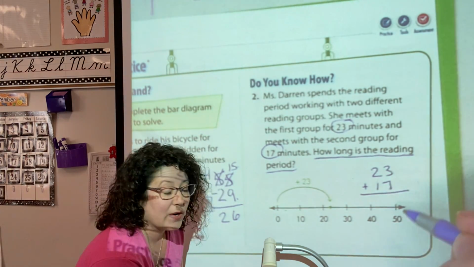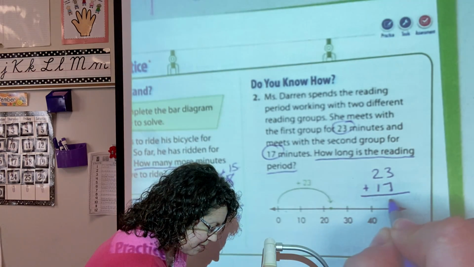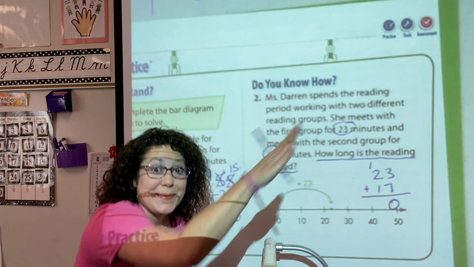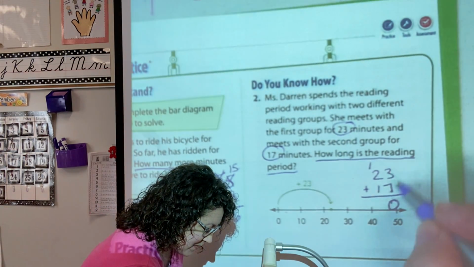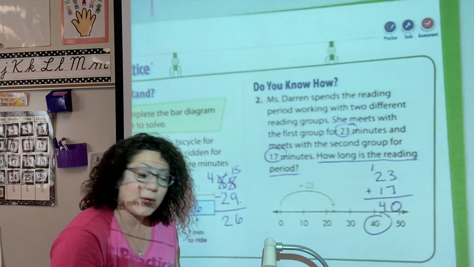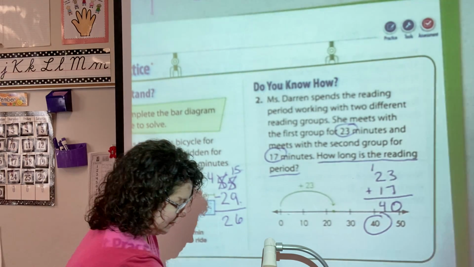3 plus 7, or I do big numbers in my head, 7 plus 3 is that friendly number, or 0 the hero, like Mrs. Harp says. 2, 3, 4. So my answer is 40 minutes is her reading group. Okay.